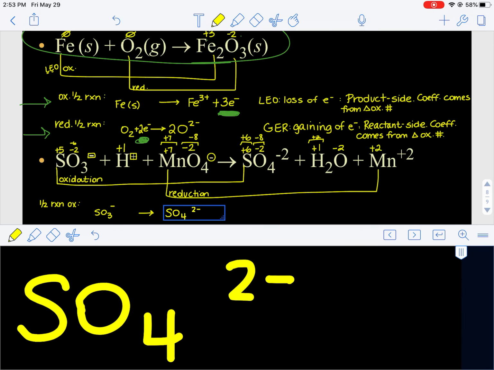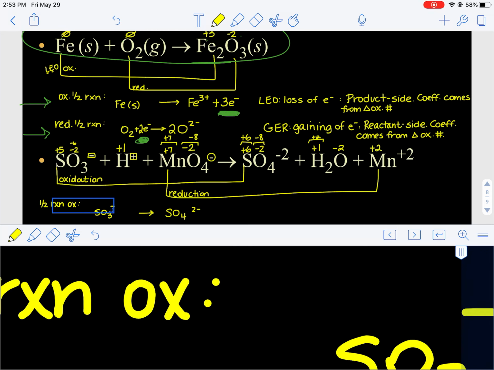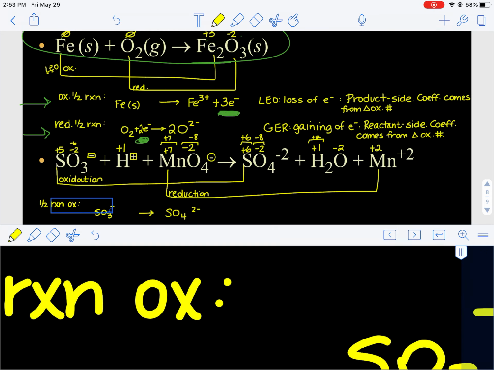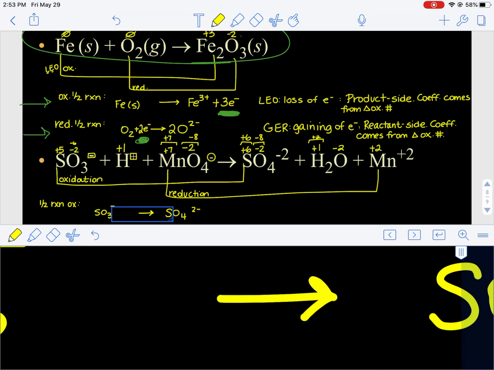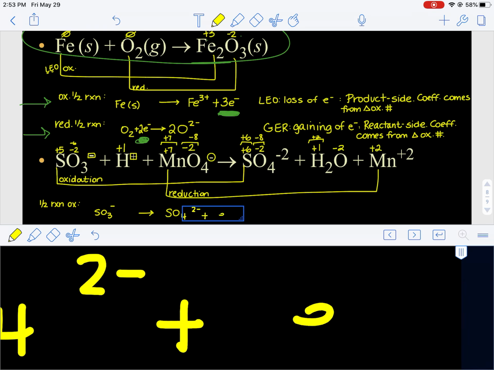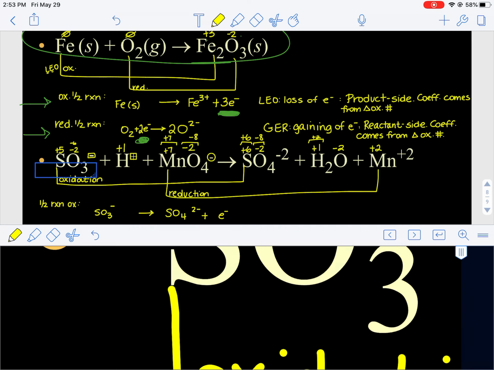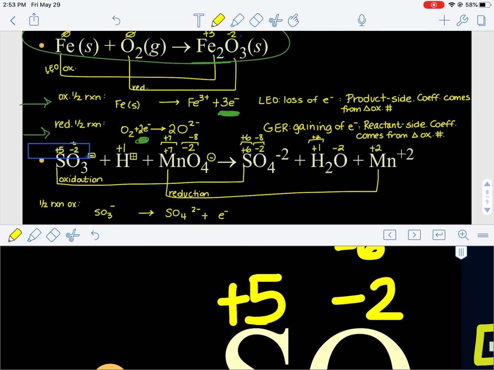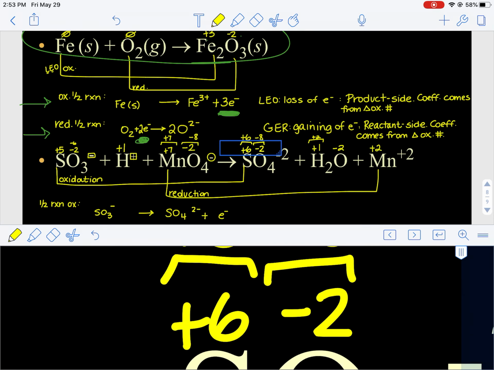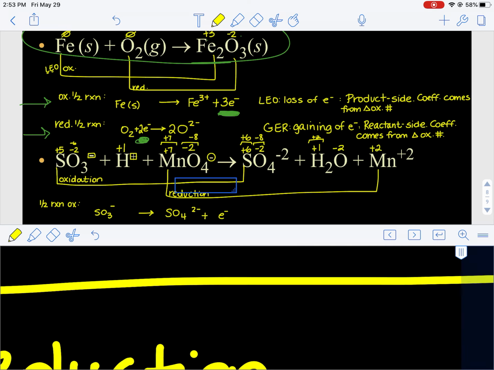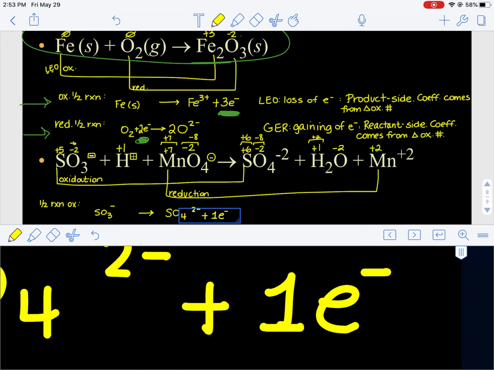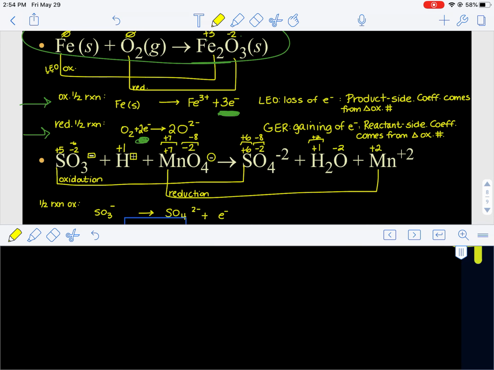And you'll notice I'm not writing the oxidation numbers in my half reaction. Oxidation is Leo the lion, Leo, losing electrons, so that's going to be losing on the product side. How many electrons were lost? Started out as positive 5, ended up as positive 6, that's a difference of 1. So I could write the number 1 in there, or I could just leave it as plus e, and that's fine.